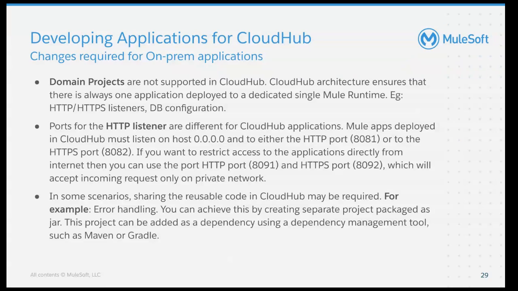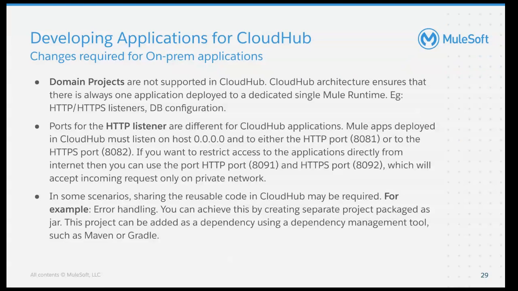Next is the ports. CloudHub listens on ports 8081 and 8092 when you're using a shared load balancer or you want to expose the applications to the internet. There is also a way to make sure that access is not external, by using ports 8091 and 8092.